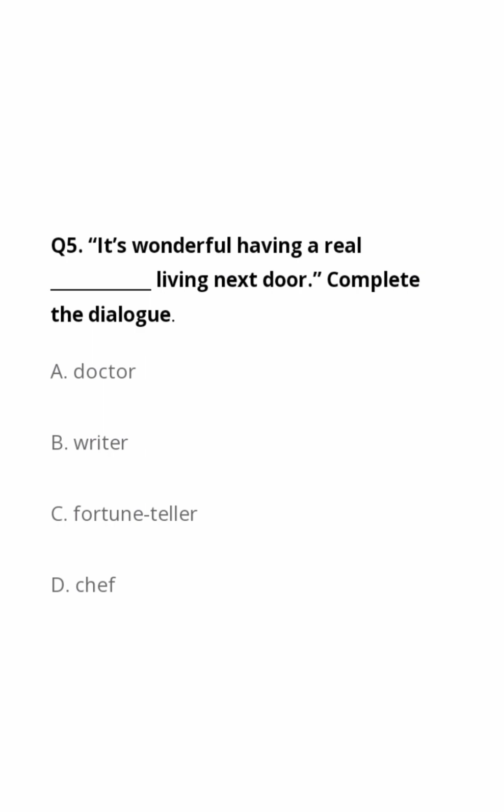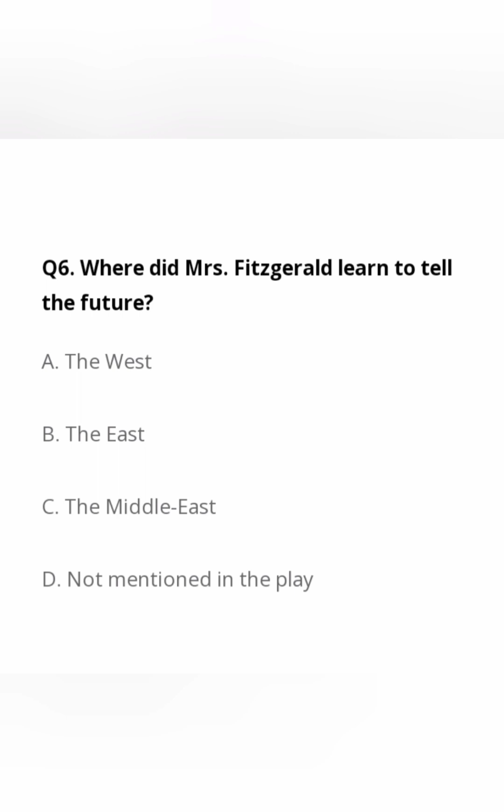Okay. Then the next question number 5, it's wonderful having a real dash living next door. Complete the dialogue. That is option C, fortune teller. Okay, it is wonderful having a real fortune teller living next door is the correct answer. And then let us see question number 6. Where did Mrs. Fitzgerald learn to tell the future? That is option B, the East. Okay, is the correct answer. In the place the East, she learned to tell the future.